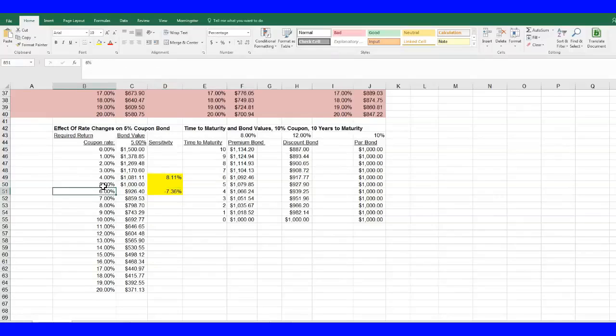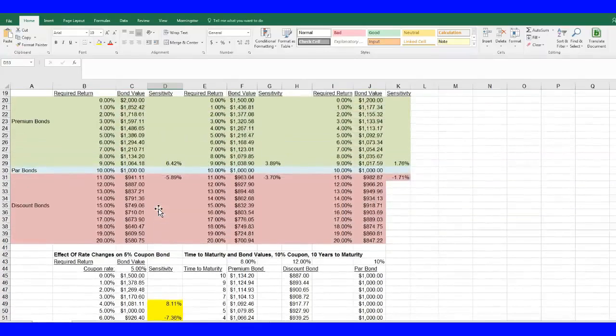Similarly, if interest rates increase, if our required yield to maturity increases from 5% to 6%, we see for that 1% increase in the required rate of return, a 7.36 decrease in the value of the bond. And since this is a 10-year maturity bond, we can compare this to our previous 10-year maturity bond that had a coupon rate of 10%, and we can see that the lower the coupon rate, the more sensitive a bond is to changes in the required rates of return.